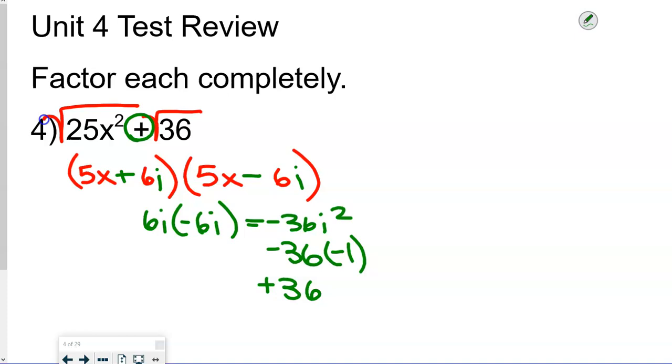So you guys need to really pay attention to this when y'all are taking the test, because this is a question a lot of people missed on that first quiz. So if there's a plus sign between 2 perfect squares, then you're going to have imaginary factors, okay?